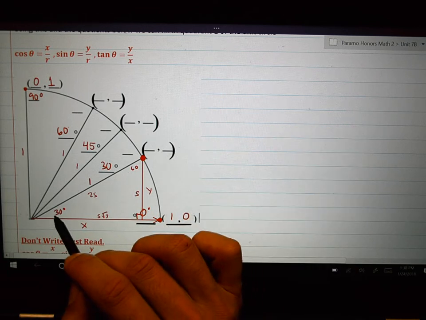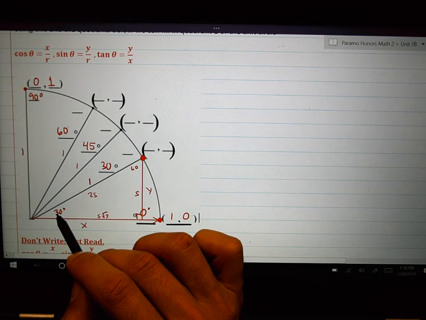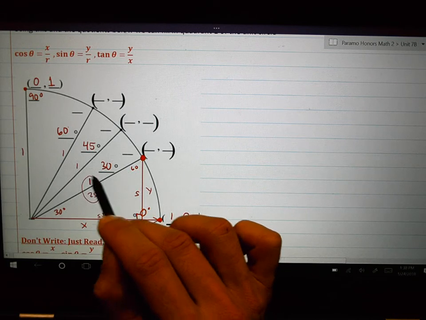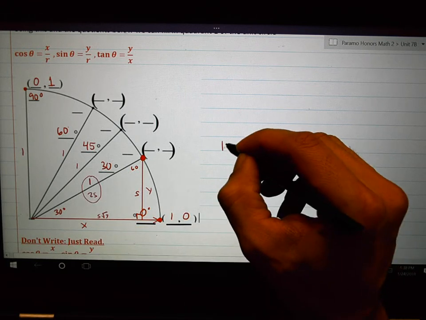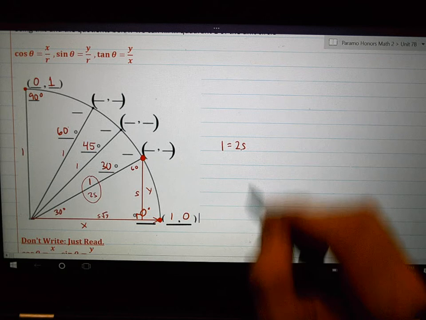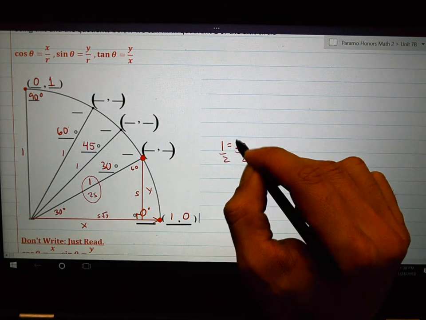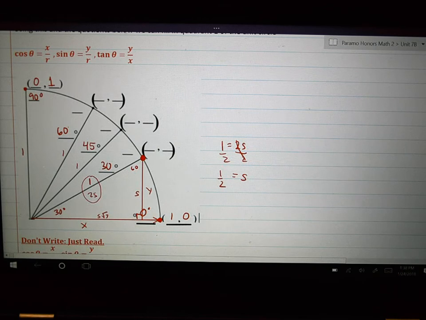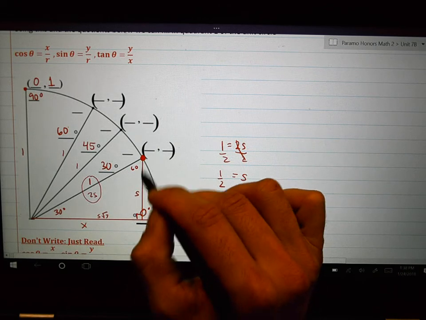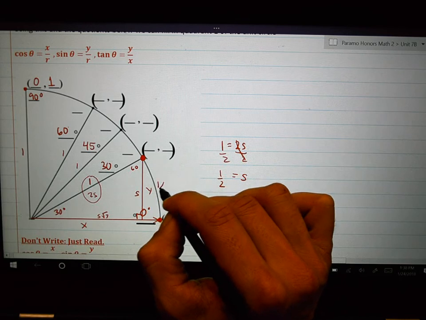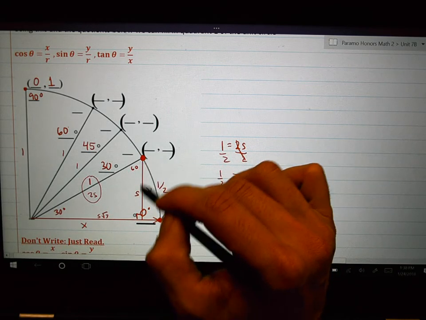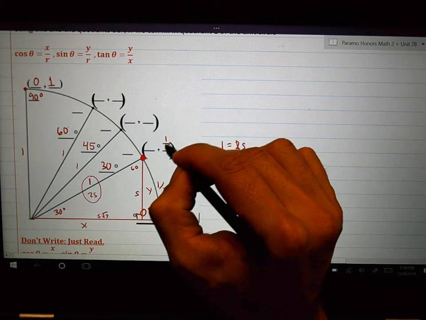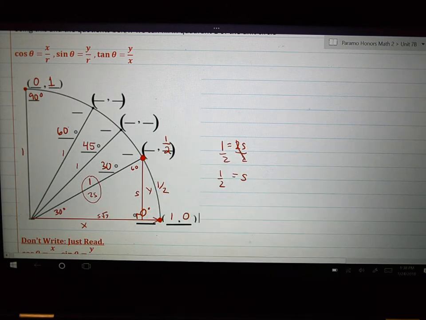For a 30-degree angle, the hypotenuse is 2s. This is what's given. I know the radius. The radius is 1, and that's on the 2s side. If I want to know what s is, I have to divide by 2. So s has to be equal to 1/2. What does that mean y is here? That means the y coordinate of this point is 1/2. Put that in on your unit circle.